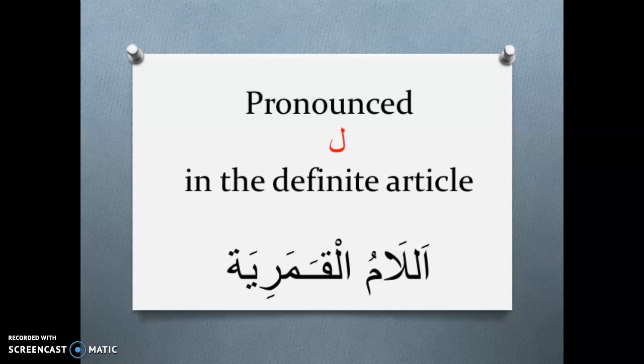This is for the pronounced lam in the definite article. We had the silent lam in the definite article. Now we are having the pronounced one. We call it اللام. It's ألف لام، لام ألف، لام ميم. The letter لام, اللام القمرية. We will know in just a few seconds what القمرية is.